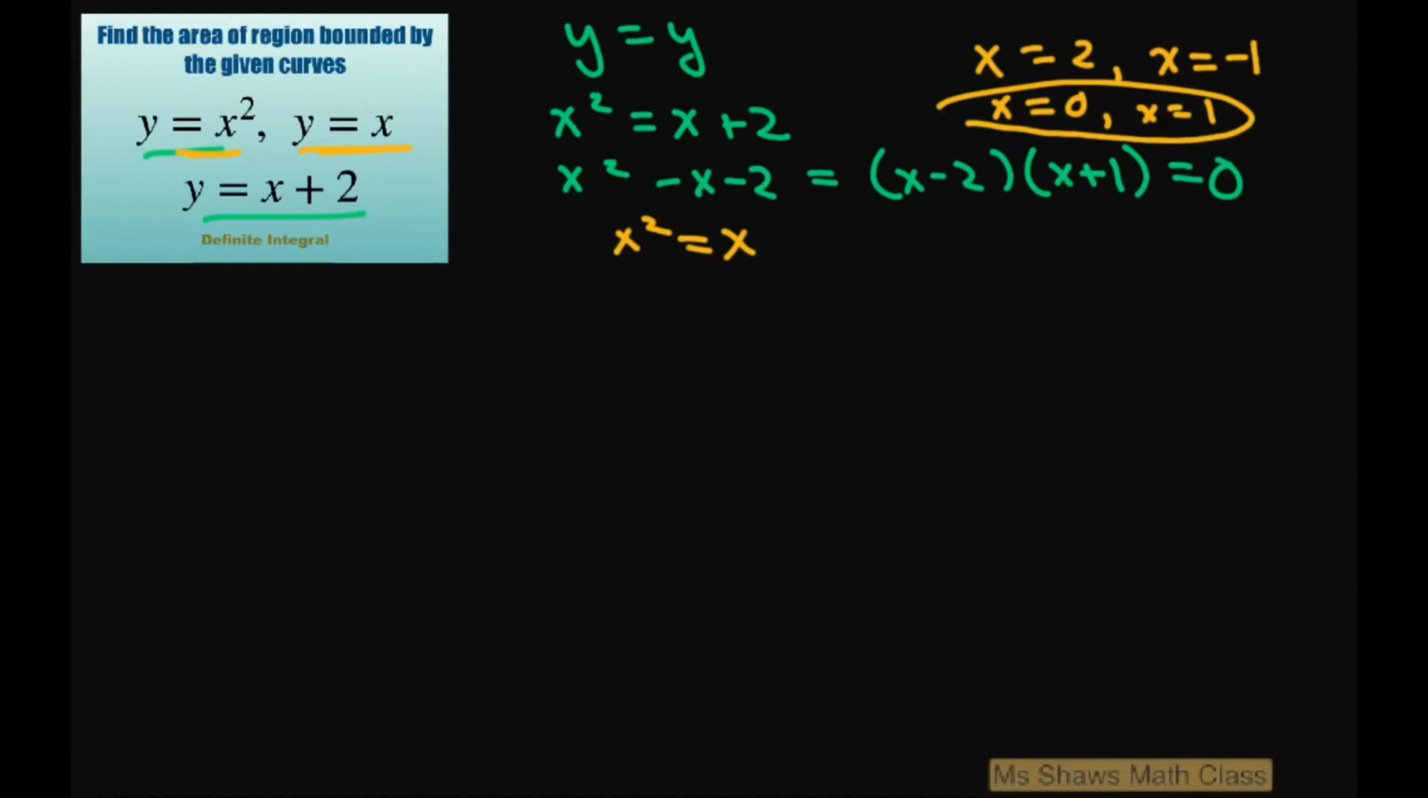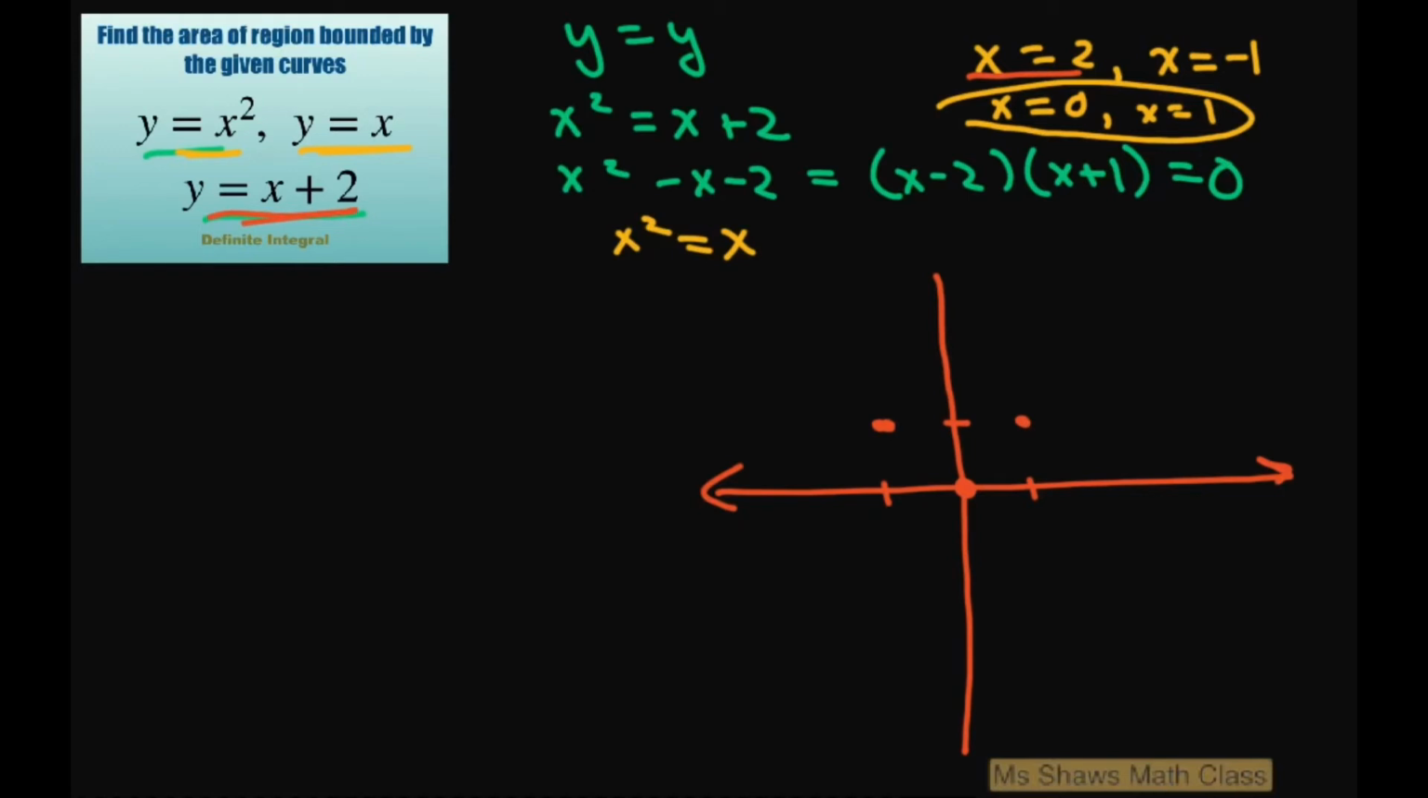Let's do a quick sketch, or just a little sketch here. For y equals x squared, 0 maps to 0, 1 maps to 1, negative 1 maps to 1, and x is 2 maps to 4. 1, 2, 3, 4. So let's go to 4. Negative 2 also goes to 4.